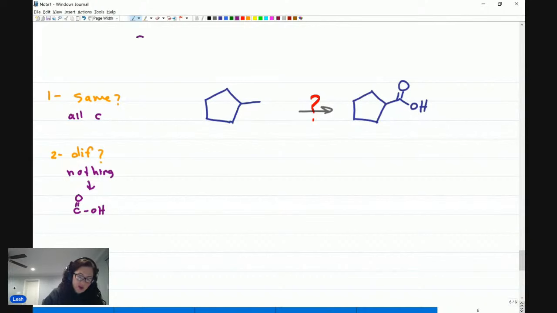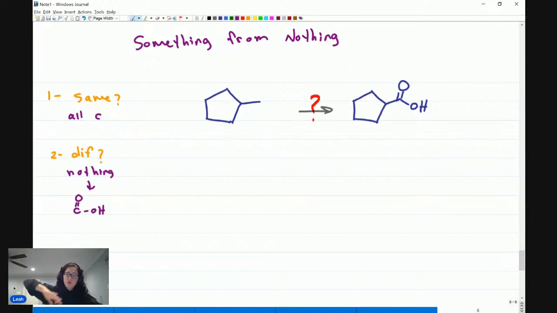So this is the pattern that I call the something from nothing, and this is a very common one that professors like to ask. Something from nothing means I have no functional group, no substituents, nothing that I can move or eliminate or change, and have to turn it into something. So the way I'm going to address that is very simple: radical halogenation.